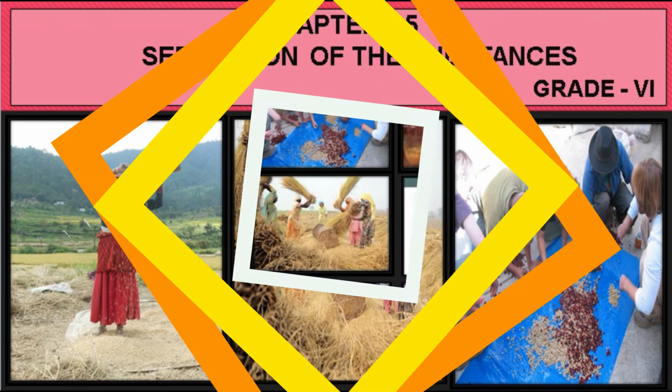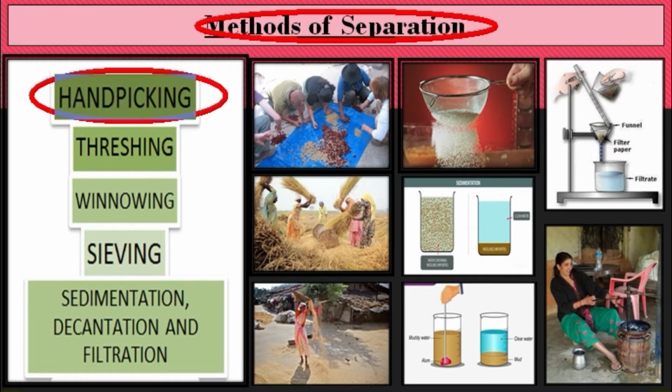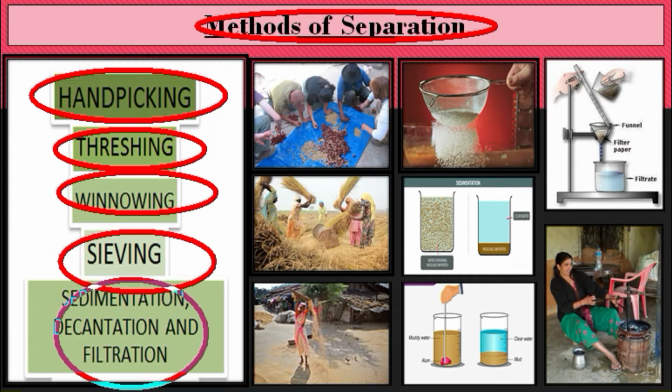So let's start. Now students, as you can see here the heading, methods of separation. So students, in this chapter, we are basically going to discuss these methods of separating, such as handpicking, threshing, winnowing, sieving, sedimentation, decantation, and filtration. So now let's discuss them one by one elaborately.